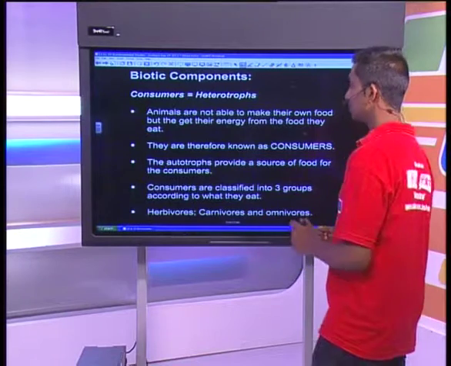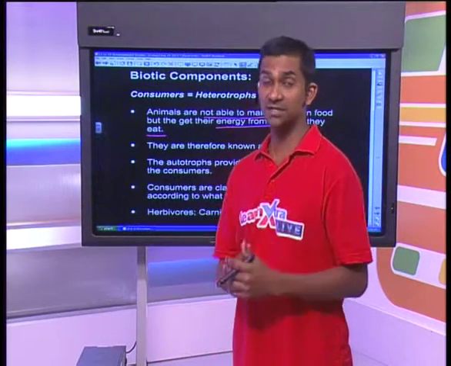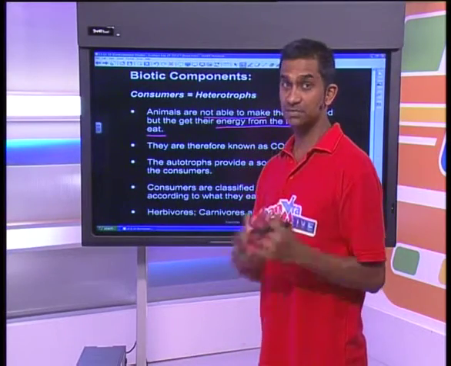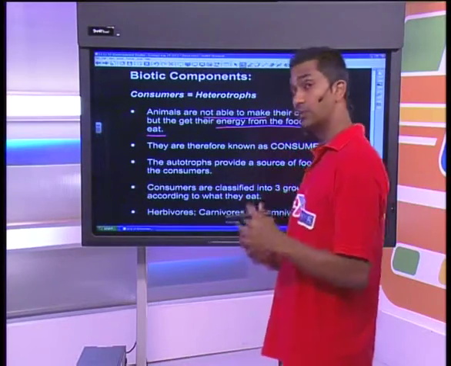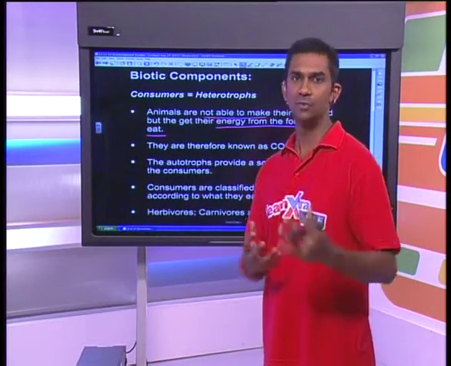So animals that are not able to manufacture their own food will get their energy from the food they eat. And we all rely on food for our energy. Unfortunately, unlike plants, we cannot absorb the sunlight and manufacture energy, and hence we need to get our energy from an organism that produces food. So we all rely on plants directly or indirectly for our food.